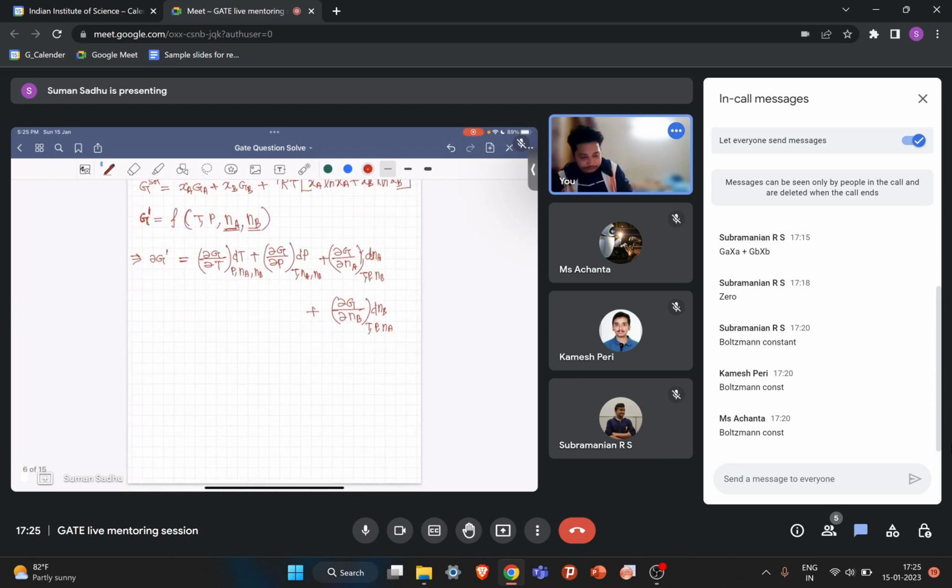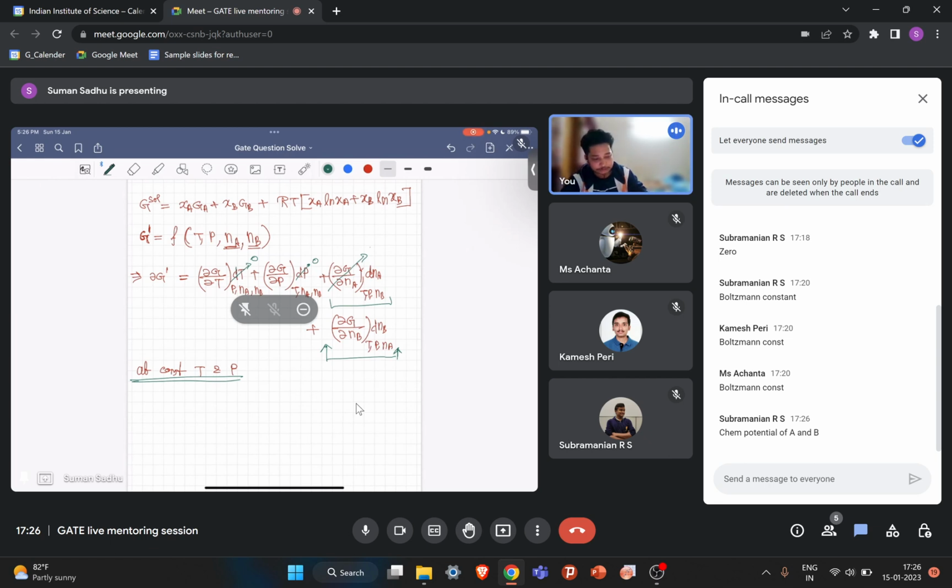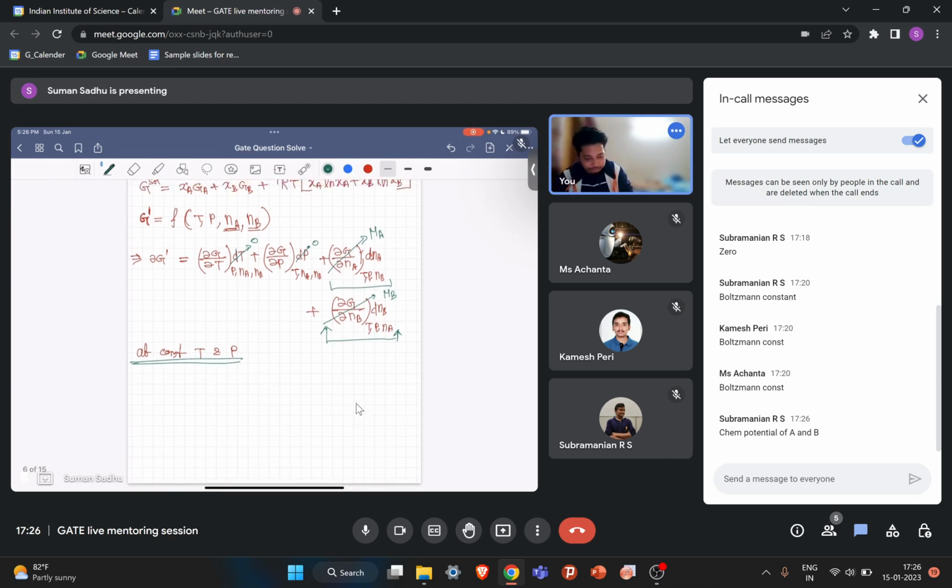Now let us assume this solution is happening at constant temperature and pressure. At constant temperature and pressure, dT will be 0 and dP will also be 0, right? That means only these two terms you have. Now, as I have also discussed earlier, what is del G by del Na at constant temperature, pressure, and Nb? What is this? Anyone? At the beginning of the class, I had said: yes, chemical potential of A and chemical potential of B. So this is the chemical potential of A and this is the chemical potential of B. Everyone understood up to this part? So you can write dG as mu A dNA plus mu B dNB, right?